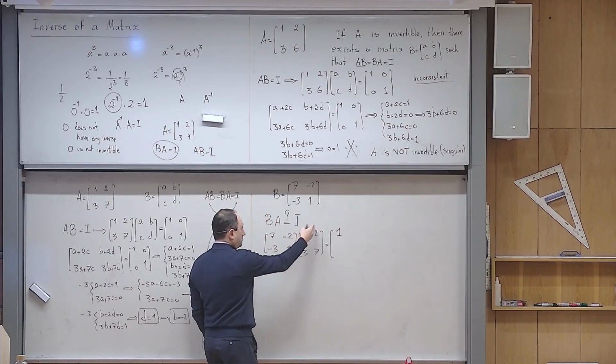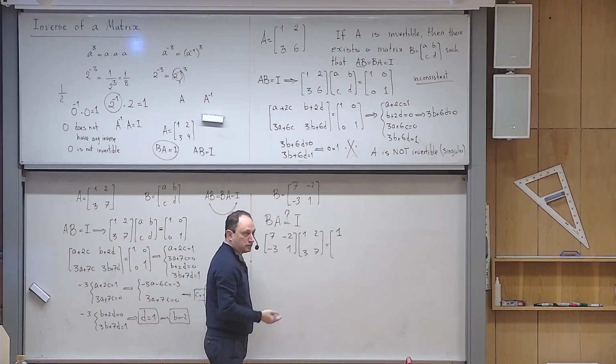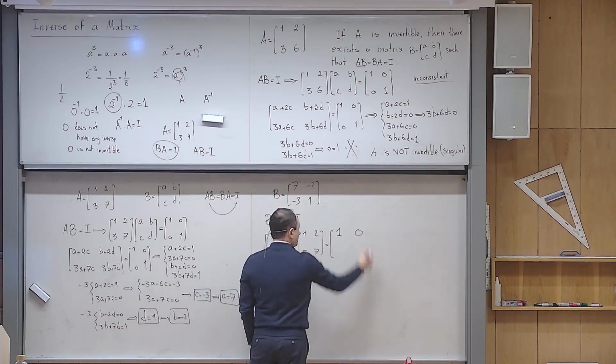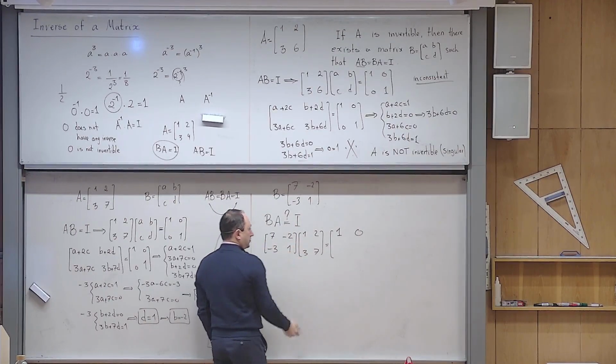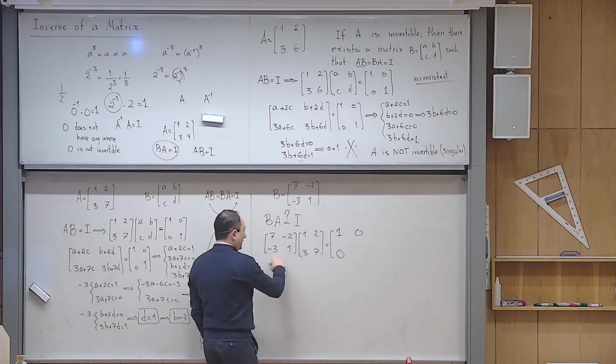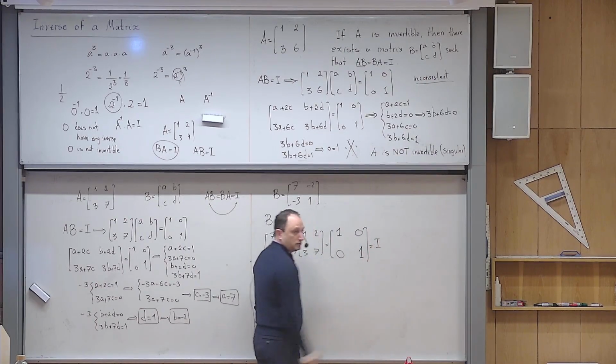I take that one and multiply it here. 7 times 2 is 14. Minus 2 times 7 is minus 14. When I add them, it becomes 0. And I take this one, multiply it here. Minus 3 plus 3. It is 0 again. And I take this one and multiply it here. Minus 6 plus 7 is 1. And that is exactly the identity matrix.